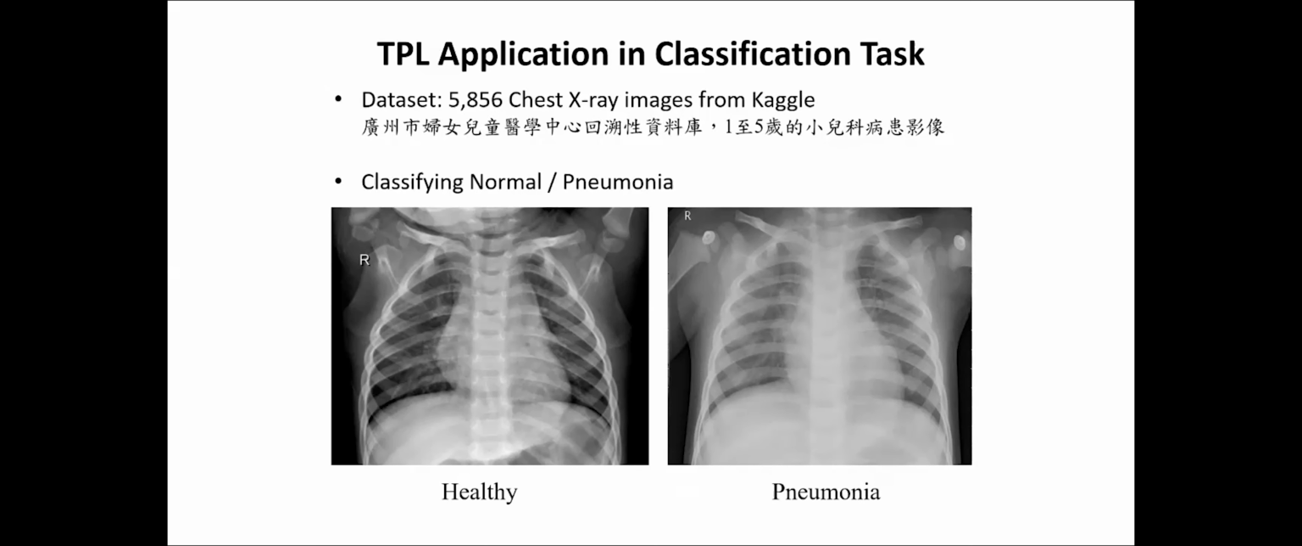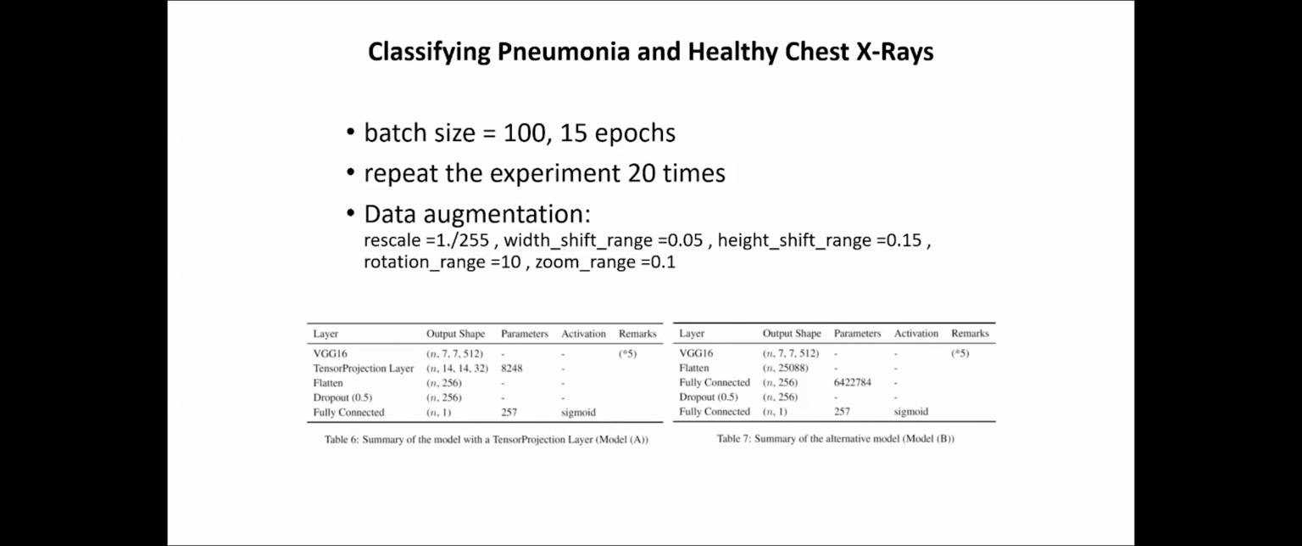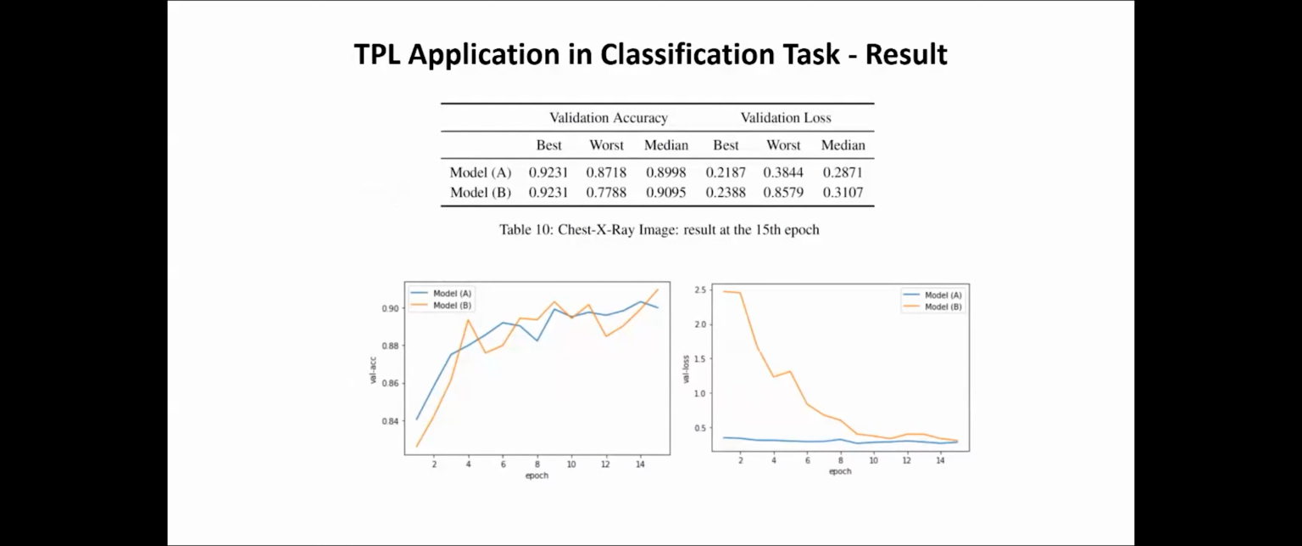Here we tried the classification and also the segmentation task, just as a preliminary attempt. The data set we downloaded from Chicago includes 5,856 chest X-ray images of kids ranging from 1 to 5 years old. Here are just some settings with our model, and here is a brief result showing how the classification task works.